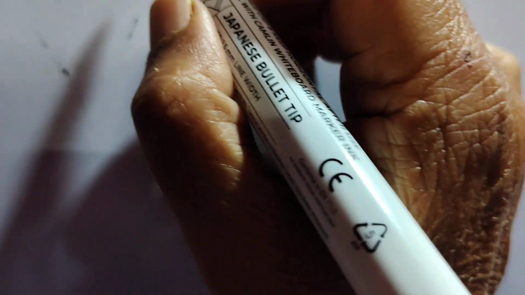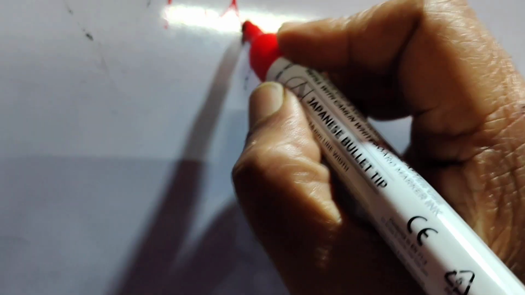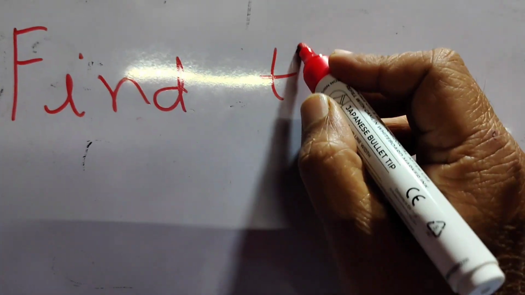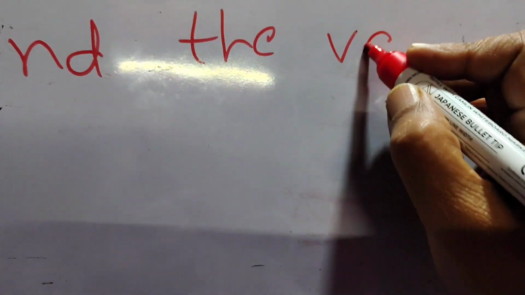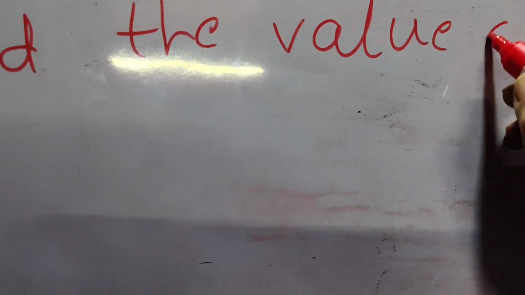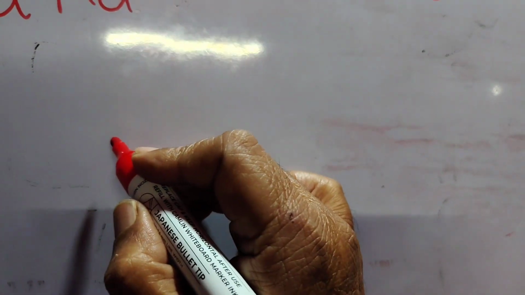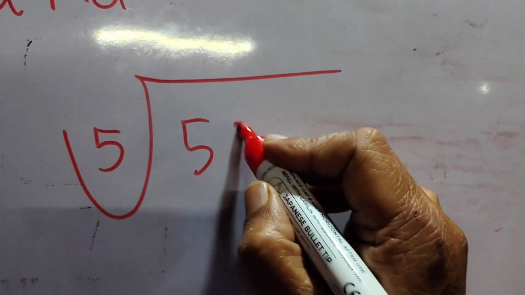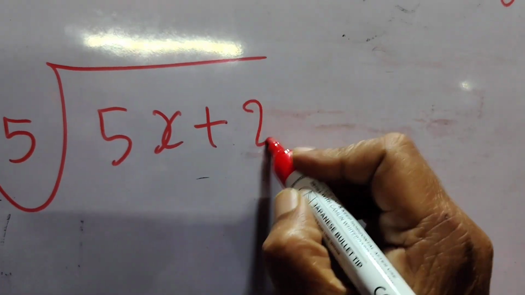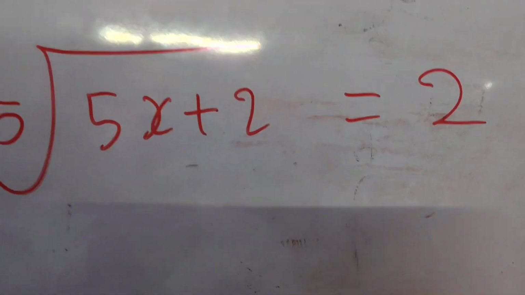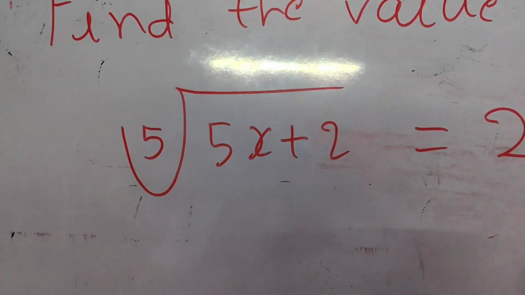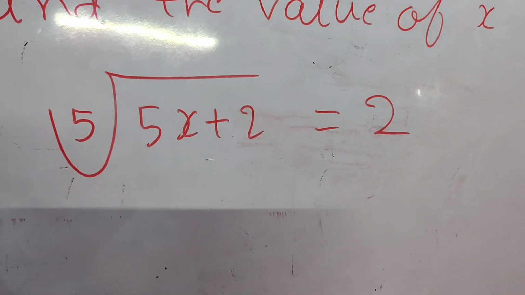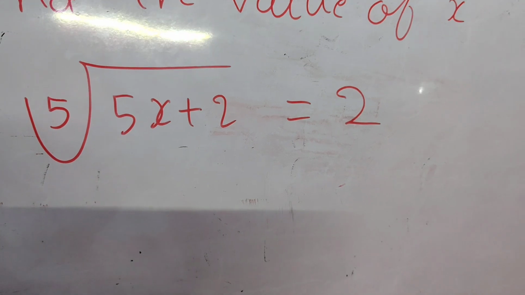The next sum is: find the value of x, where the fifth root of 5x plus 2 is equal to 2. So we have to find the value of x. The sum is the fifth root of 5x plus 2 is equal to 2.